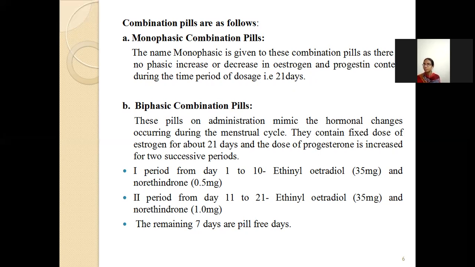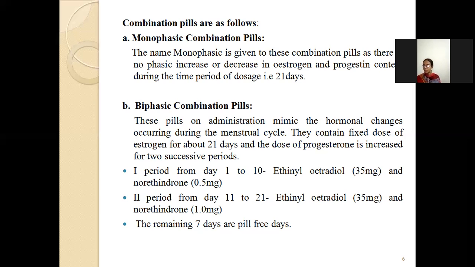See here, it is called monophasic combination pill as there is no phasic increase or decrease. This means there may be an increase or decrease in the estrogen and progesterone combination. The dosage is for 21 days, meaning this drug should be taken for 21 days.